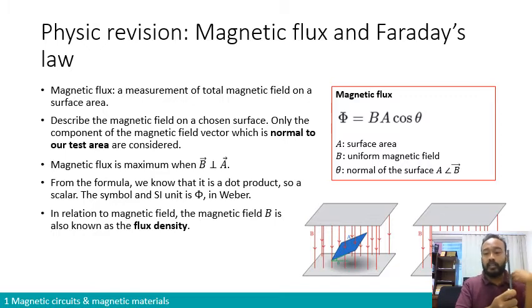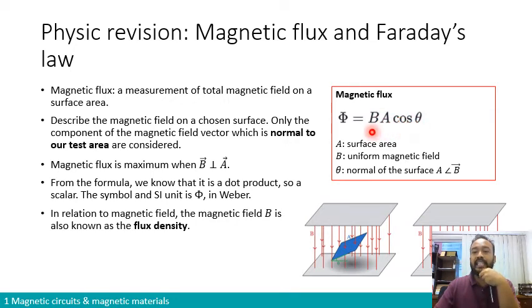But what interests us when we are studying motors is that we want to look at only a certain spot of area. So we want to quantify the magnetic field inside that particular area. That's why we call it magnetic flux. Magnetic flux is a measurement of the total magnetic field on a surface area. It is the product of B multiplied by A, the surface area that we are interested in, multiplied by cosine theta.